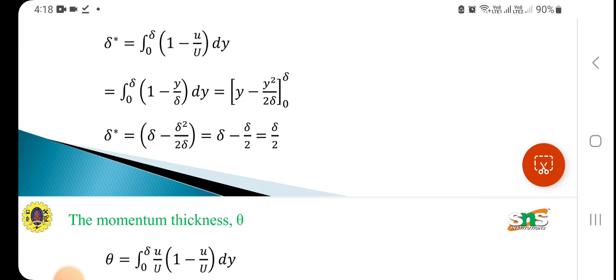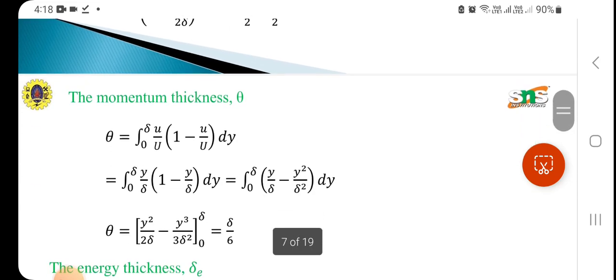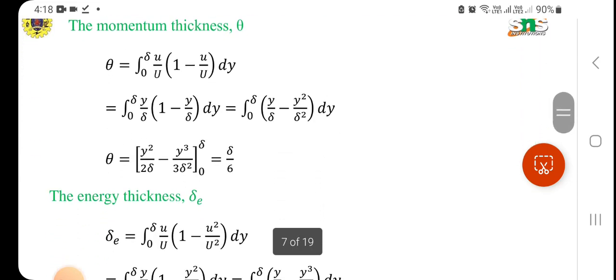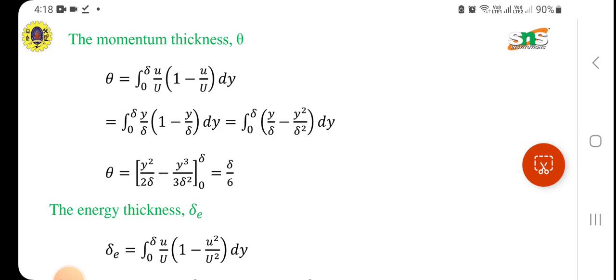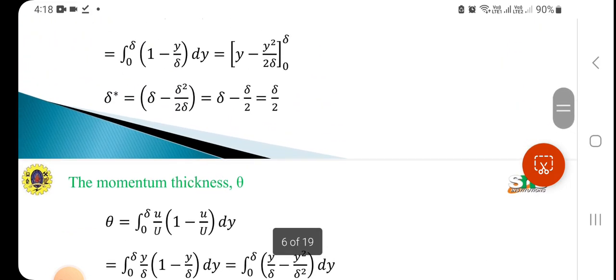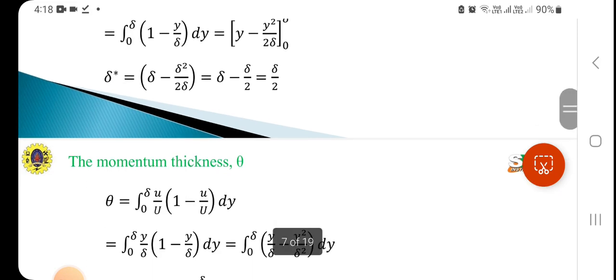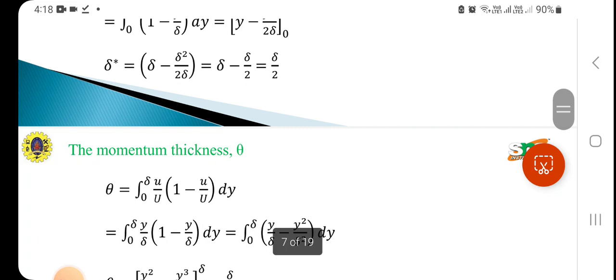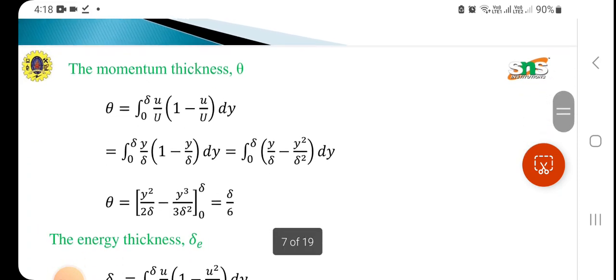Del star is equal to del minus, so we are substituting the lower limit and upper limit, and we find del minus del square by 2 del, which is equal to del minus del by 2. So that is equal to del by 2. Minus del and plus del get cancelled and it will be del by 2.